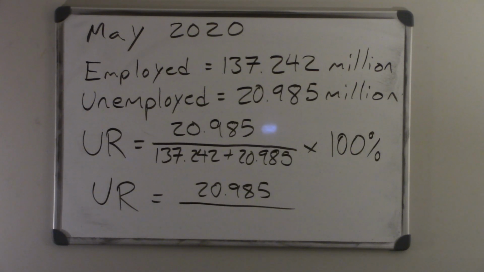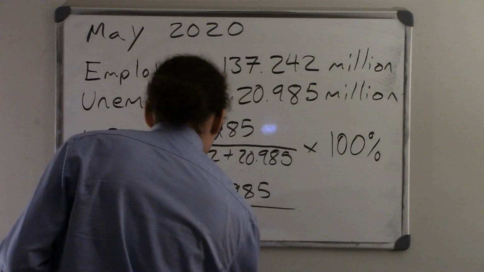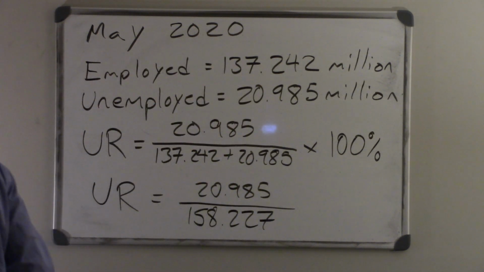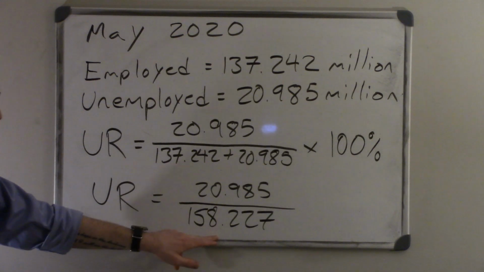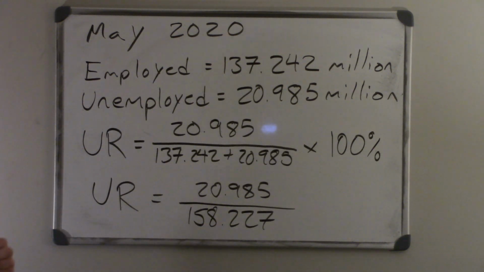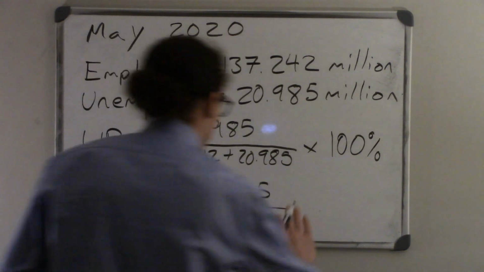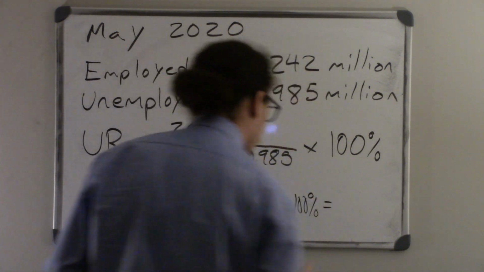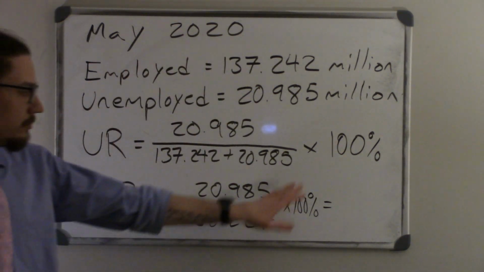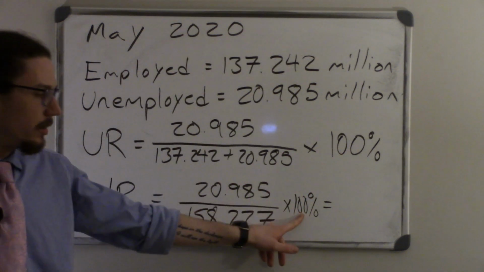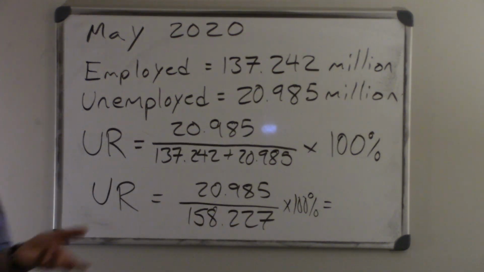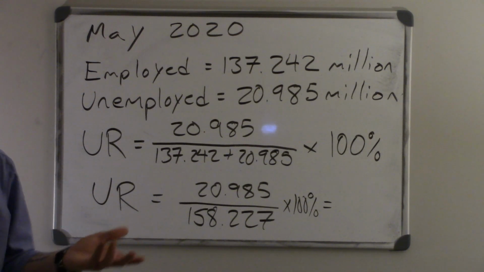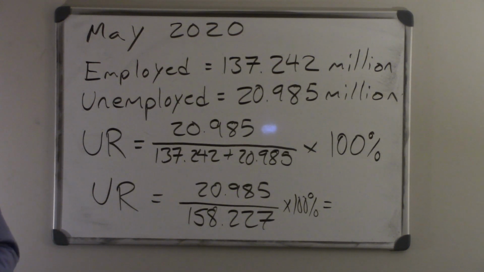So when we add up our employed and unemployed, we're going to get 158,227,000. If we're doing it in millions, 158.227. Again, we're going to multiply that by 100% to get this in a percentage. There's almost definitely going to be a point where I don't write that out, but a lot of these are given in percentages, and so all you need to do is multiply what we're doing by 100 to get that.